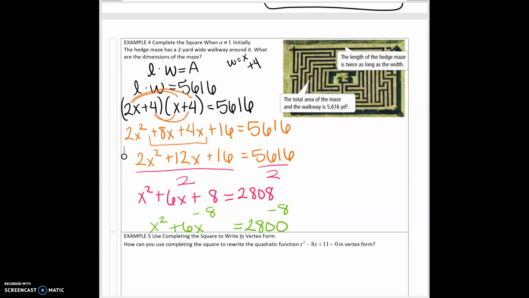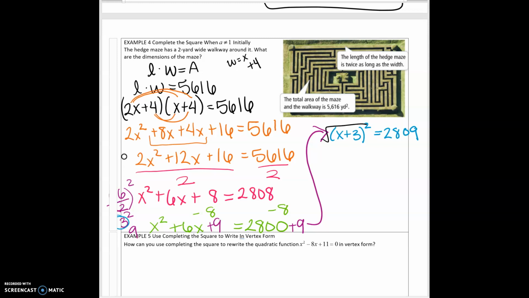Taking our b value, which is 6, divide by 2, and then square it. So it's going to be 3 squared, which is 9. So adding 9 to both sides. And then we're going to write it in factored form. And remember, we're going to take this value here, and that goes inside. So x plus 3 squared equals 2,809. And then we're going to go ahead and solve it.